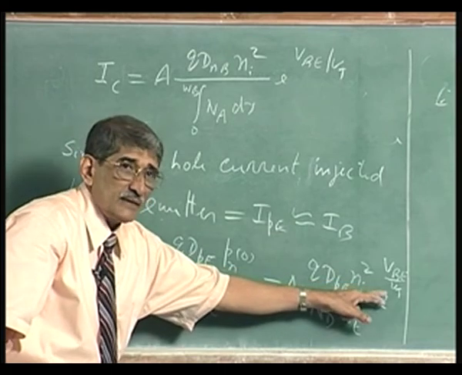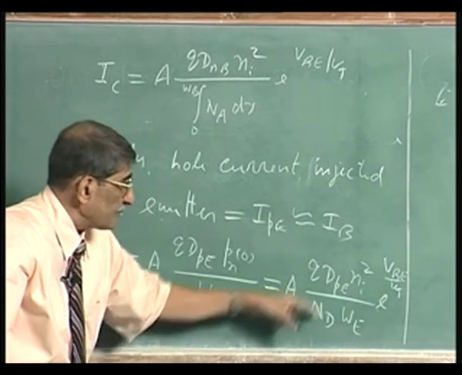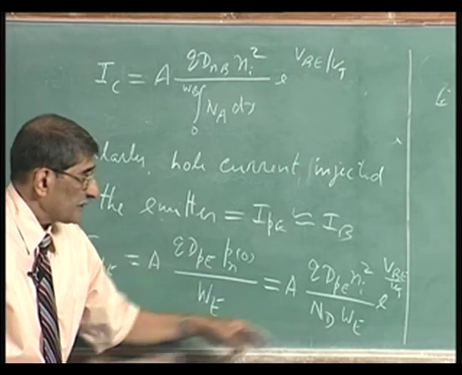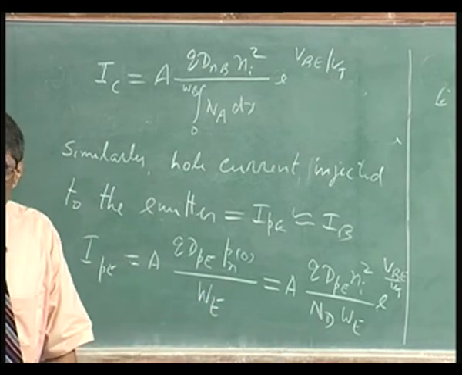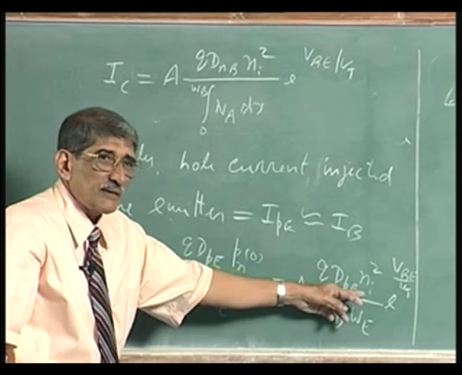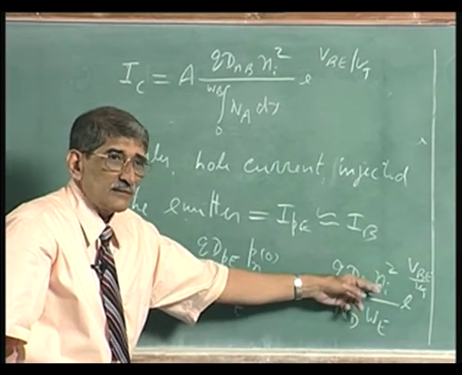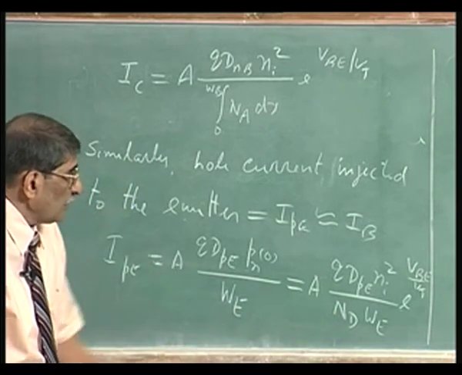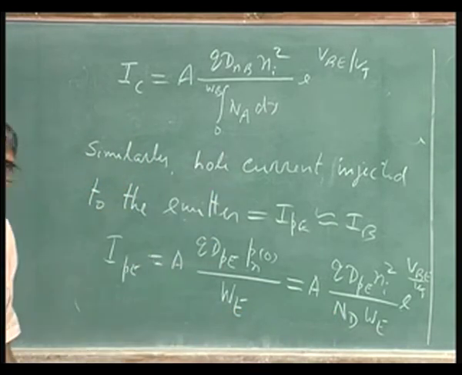VB by VT I put here. Pn bar is nothing but Ni squared by Nd, Ni squared by N doping. Okay. The pn product is equal to Ni squared. At thermal equilibrium Pn bar is Ni squared by Nn bar. Nn bar is nothing but Nd. So, what is this quantity? It is similar to that.